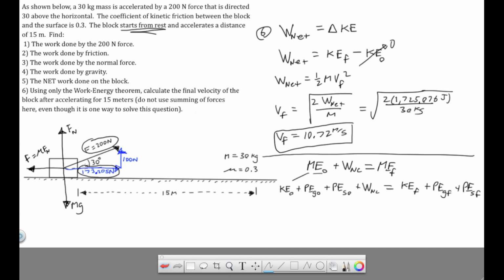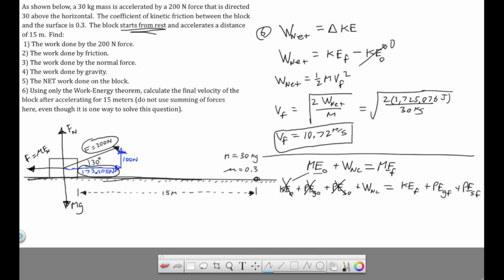So if we look at our situation, at the start of the problem, the block has no kinetic energy, so we can cross this out. The block also has no potential energy, and the reason for that is that the 0 point for this problem is this level surface here. So there's no potential of gravity. And then there's also no springs. There's no spring mentioned at all. So all 3 of these initial mechanical energies go to 0.